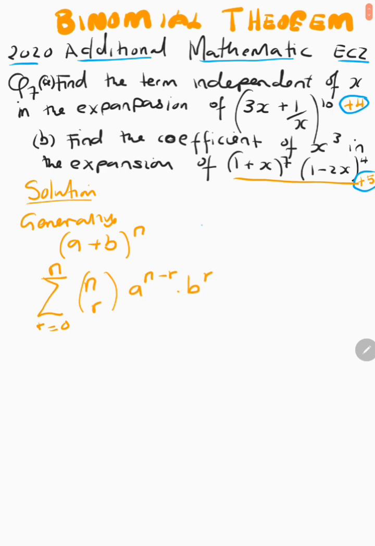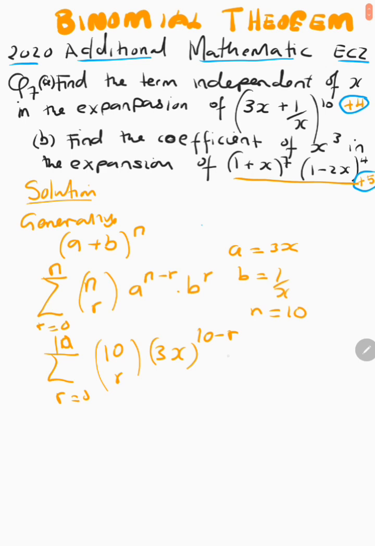From what you have been given, our a is 3x, our b is 1/x, and our n is equal to 10. So our expansion runs from r = 0 up to 10, since n is 10, of 10Cr, a is (3x)^(10-r) multiplied by (1/x)^r.